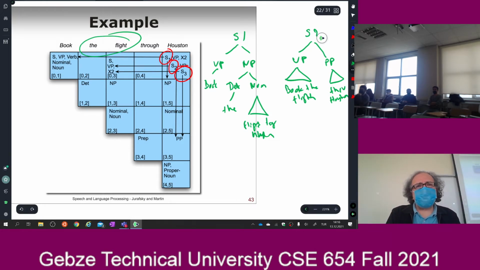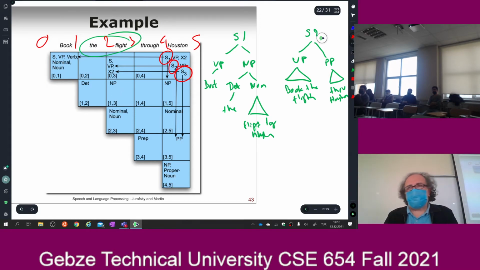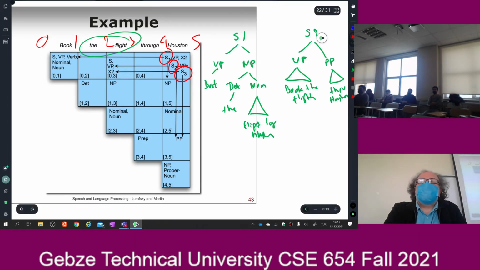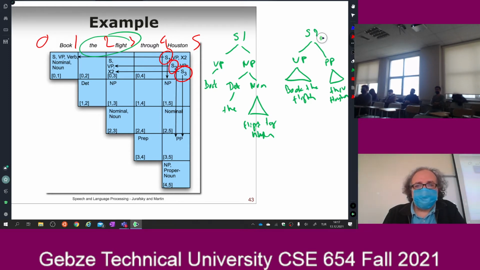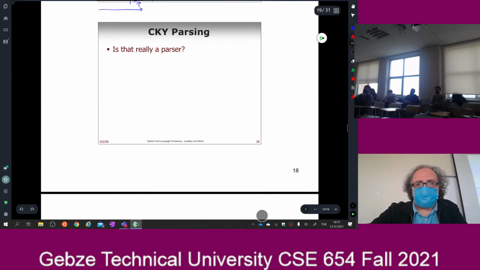I'm looking at the flight is, sorry, 0 1 2 3 4 5. The flight is 1 3, 1 3 is here. The flight could be a noun phrase. 0 2 is this, book the. There is nothing I can say about book the. No constituency. Good. So this is CKY parsing, and let's go back and look at the algorithm. It makes more sense now.